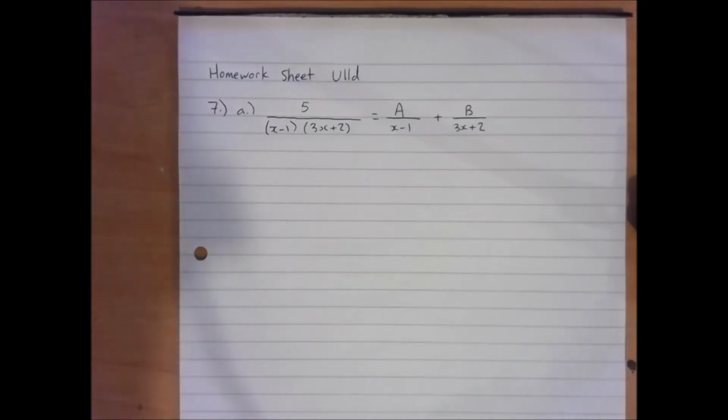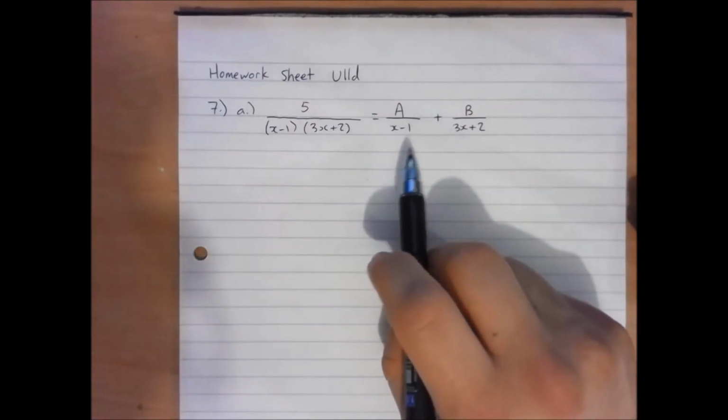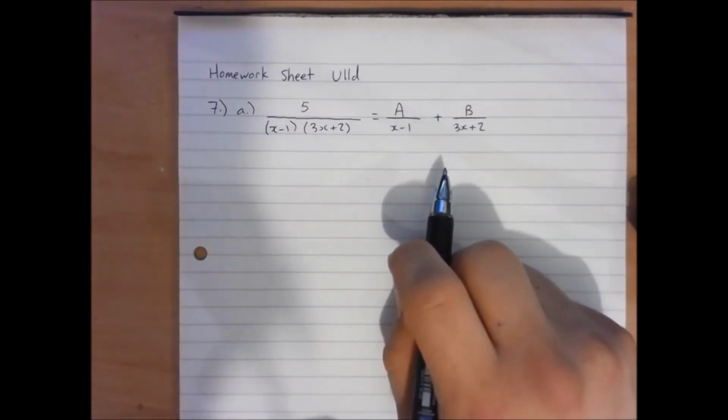Homework sheet U11d question 7. We're asked to express 5 over (x minus 1)(3x plus 2) in partial fractions. So these are going to take the form A over x minus 1 plus B over 3x plus 2.